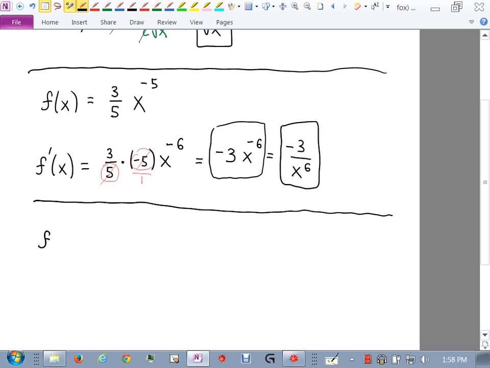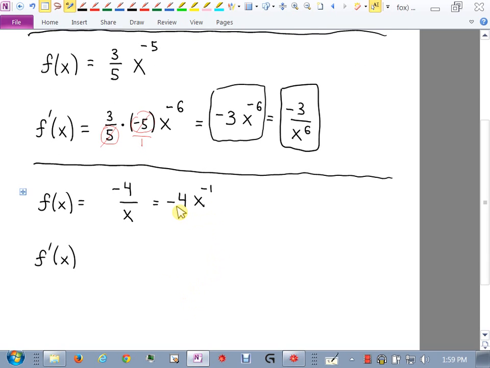How about this one? F of x equals negative 4 over x. What's the derivative? What are you going to have to do here? Yeah, make this x come up, right? Get it out of here. So bring it up. It'll be x to the negative 1. So this will be negative 4 x to the negative 1. And now can you apply the rule?